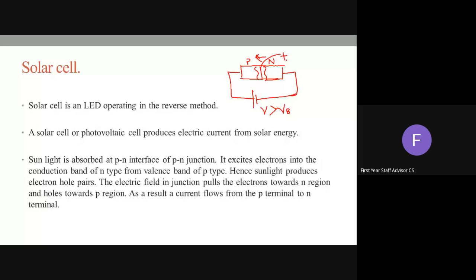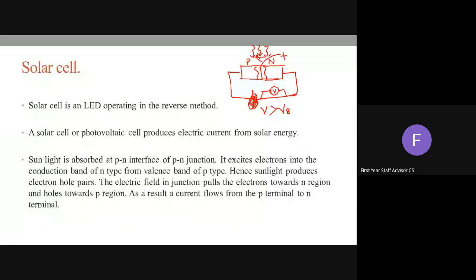A solar cell is the reverse operation of an LED, or a solar cell can be called an LED operating in reverse mode. So instead of having a power source here, we can connect a voltmeter. Now light is incident on this PN junction. So what happens?